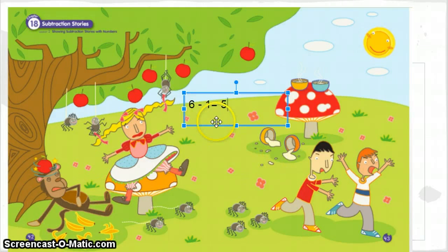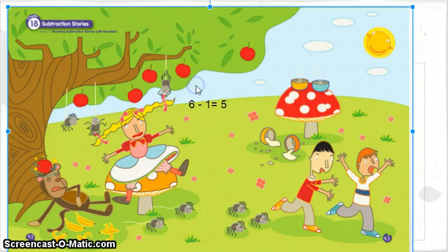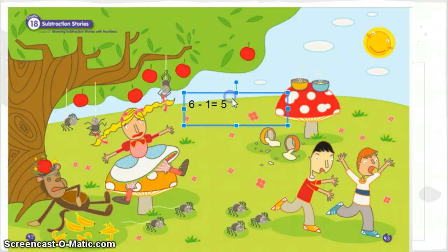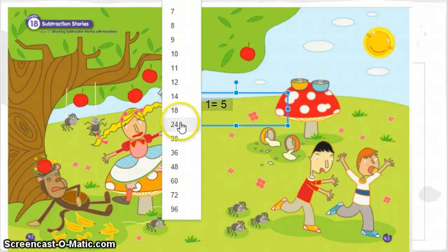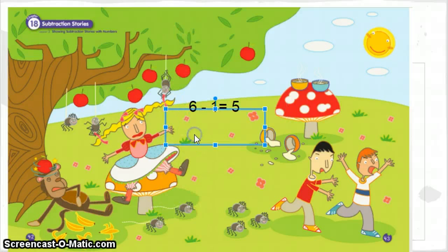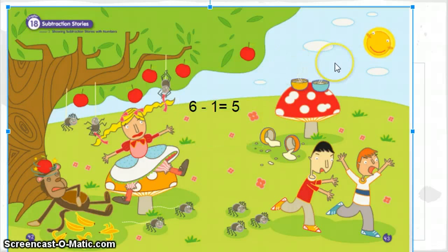So I can go back and I can read this subtraction sentence, and I can say there were 6 apples in a tree. 1 fell down and hit a monkey, and then there were only 5 apples left in a tree. So this is what we mean by a subtraction story. We've now turned it into a story, and of course we need to make sure that our numbers are matching the illustration that we're looking at. Okay, let's try another one.